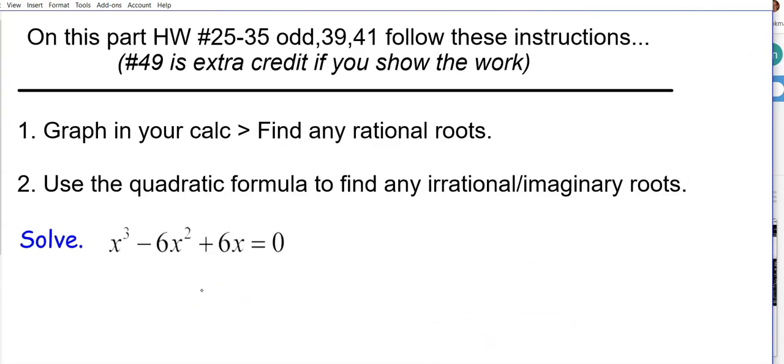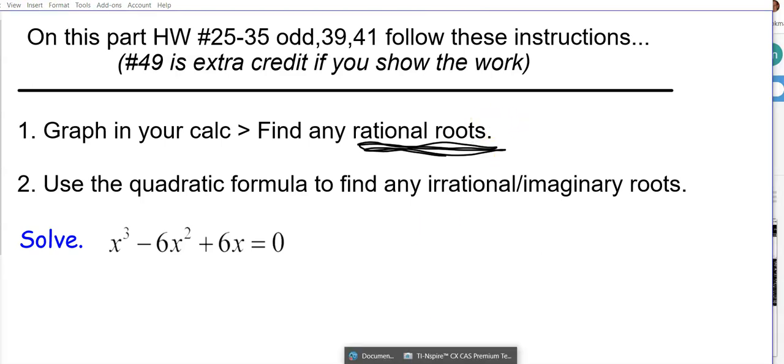Okay, in this part of your homework, by the way, 49 is extra credit if you want to do it. And we'll spend a little bit of time on this. This won't be the only day we do this kind of stuff. So I want you to graph this in your calculator. So I'm going to show you what I mean. And find any nice rational roots. Rational roots are nice, like decimals don't go on forever. They terminate. They're usually nice fractions or integers, those kinds of nice roots.